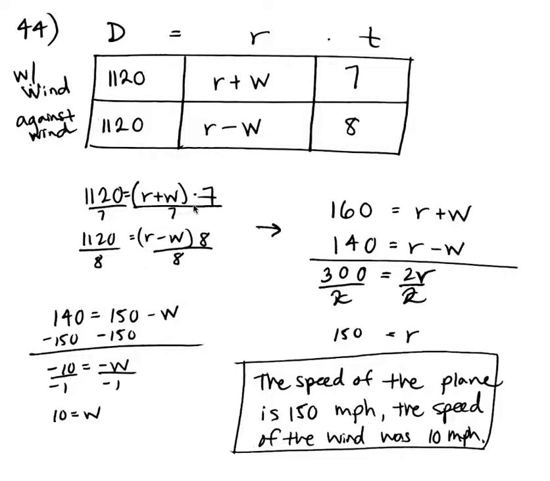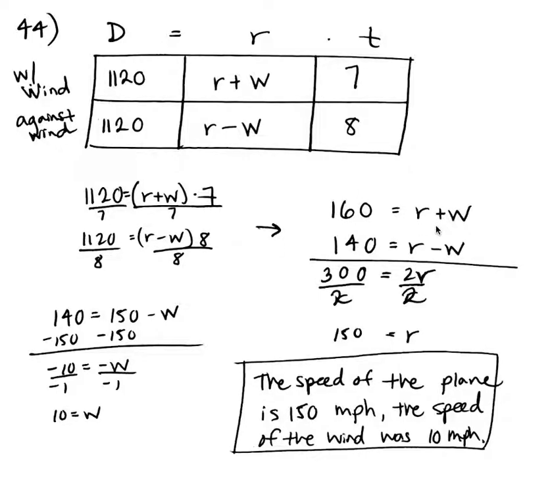Notice that if I multiply the 7 into this expression, that's going to give me a little bit of trouble when I'm simplifying. Therefore, I'm just going to divide by 7 on both sides to make my life a lot easier. 1120 divided by 7 is 160, and I'm left with r plus w, because 7 divided by 7 is 1 on the right-hand side of the equation. When I divide by 8 in the second equation, 1120 divided by 8 is equal to 140, and I'm left with r minus w.